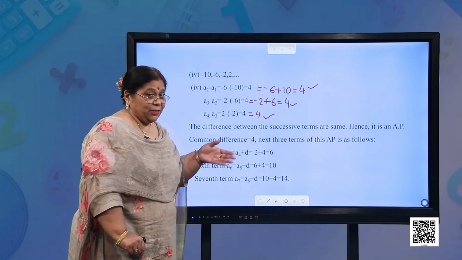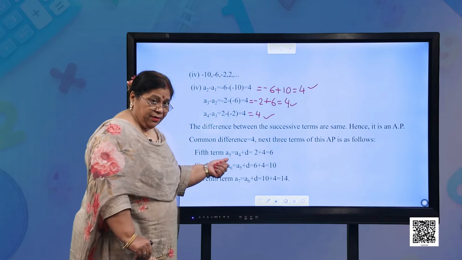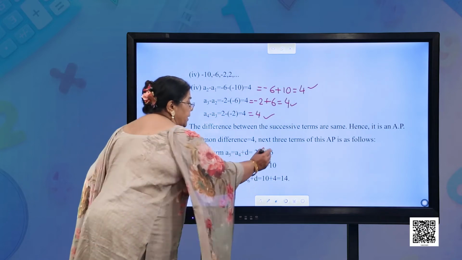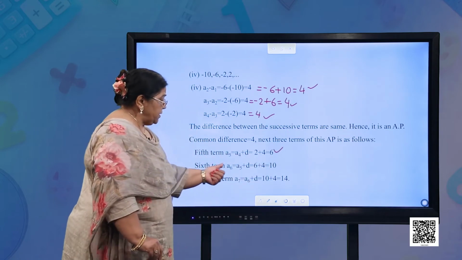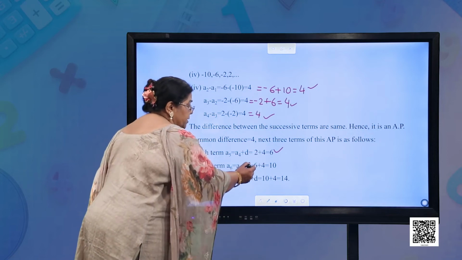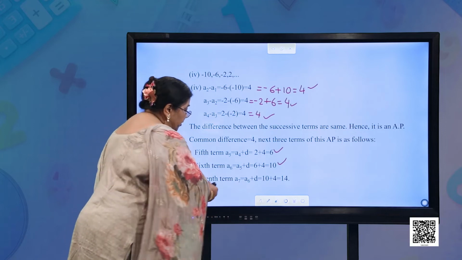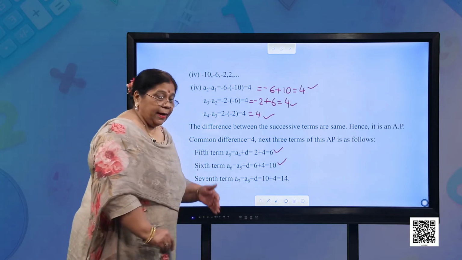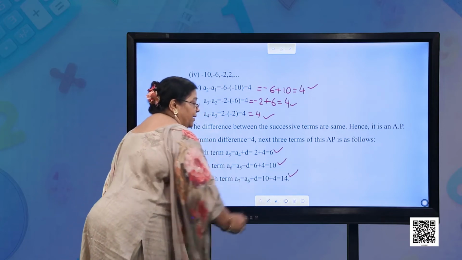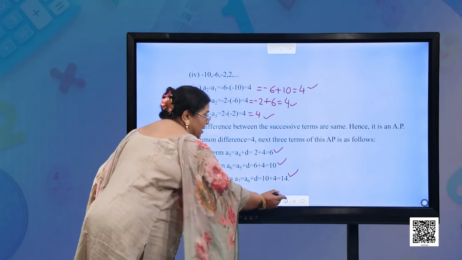If it is an AP, we are asked to calculate the next 4 terms. How do we do it? Fifth term is A5 calculated as A4 plus D, that is 2 plus 4 is equal to 6. Sixth term is A6 written as A5 plus D. What was A5? It was 6 plus common difference 4, that is equal to 10. Next, seventh term A7 is equal to A6 plus D, that is 10 plus 4 is equal to 14. I hope it is clear, children. Okay, let us do the next part now.